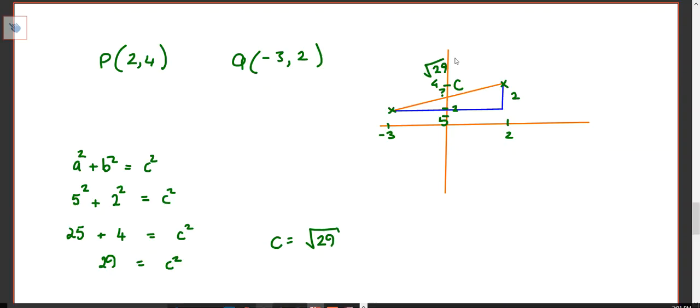What is root 29 as a decimal? Do it on your calculator. Square root of 29. What did you get? It's going to be 5 point something, isn't it? 5.38516. Okay? It's a prime, so it goes on forever. If I want a rounded length, I would do 5.39. If I want the exact answer, leave it in surd form. Do you remember that?